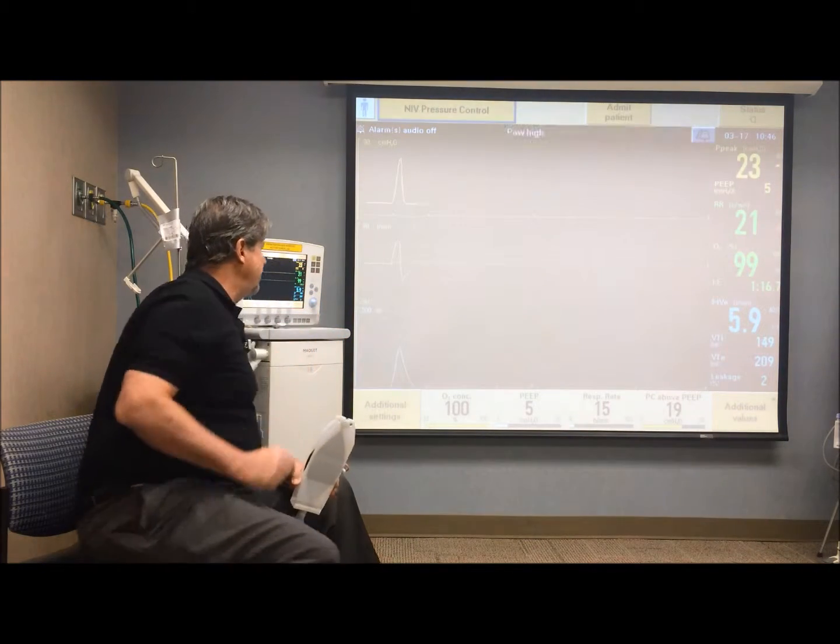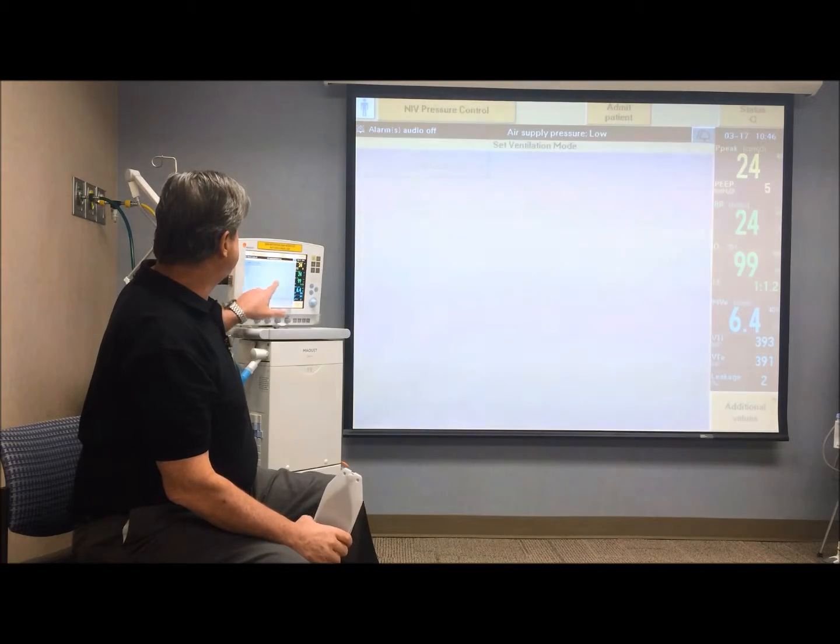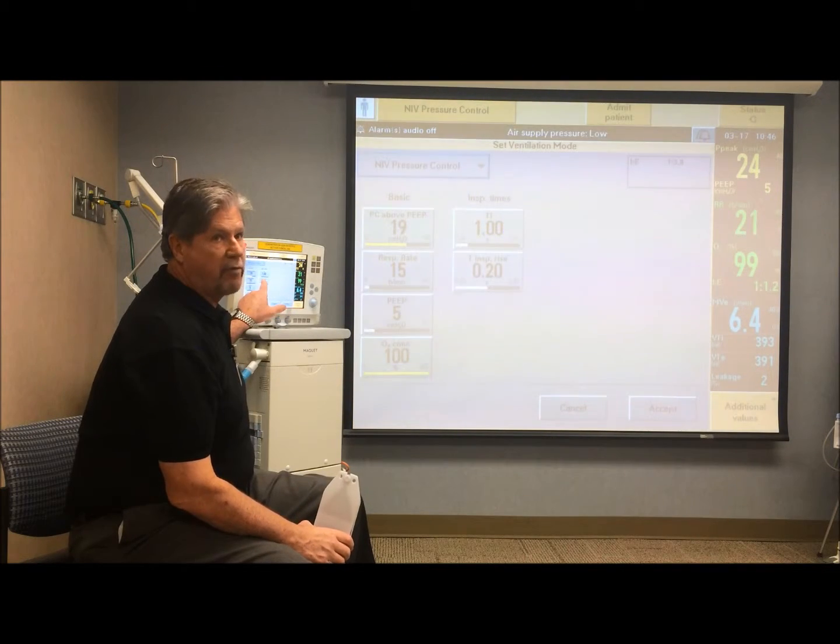That's why we have to move that away, okay? The other thing to keep in mind is what I alluded to here, the inspiratory rise.